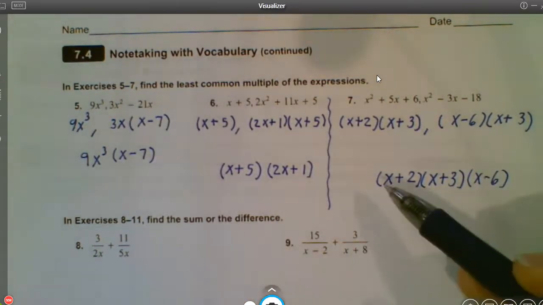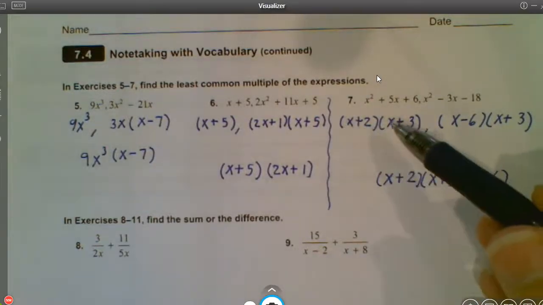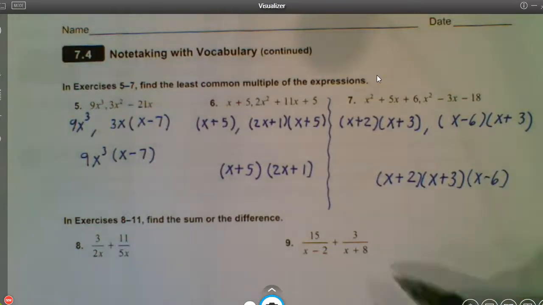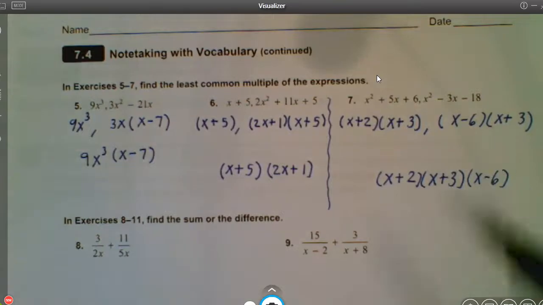So now I have one big factor, one big term, I should say, that both of those can go into and both of those can go into, right? And so that would be our greatest common, or sorry, least common multiple for this term and for this term.